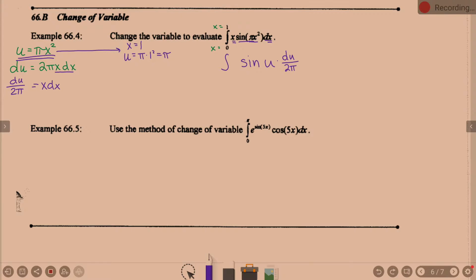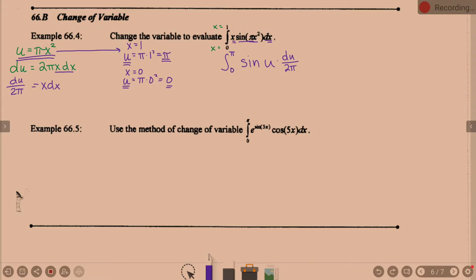So my top boundary was 1 in terms of x. What is that equivalent to in terms of u? My top boundary is now pi. My bottom boundary as an x value is 0. When x is 0, u is pi times 0 squared, which just so happens to be 0. So my bottom boundary actually stays 0. And sometimes it does, sometimes it doesn't.